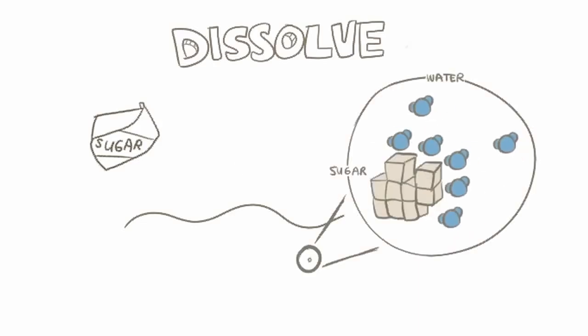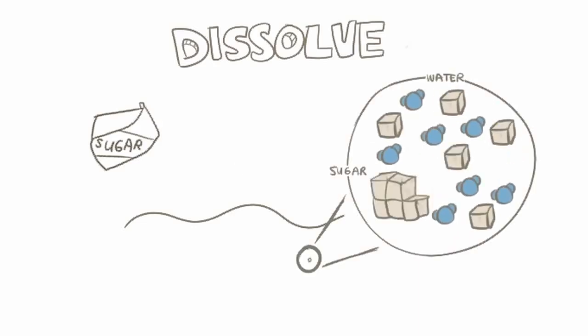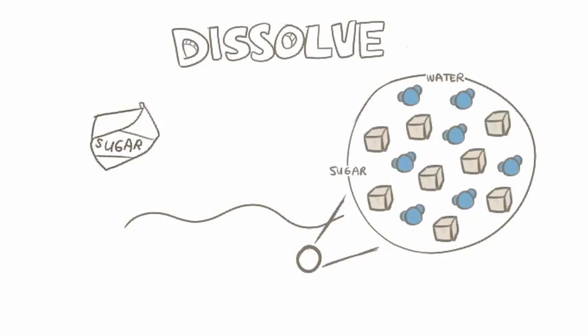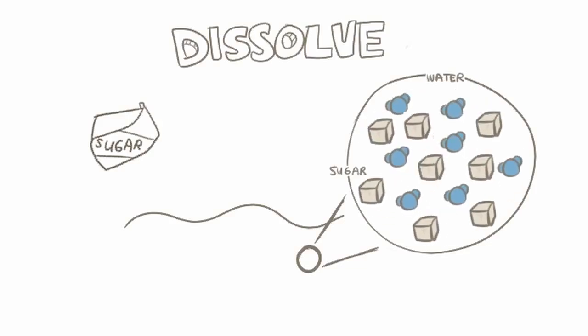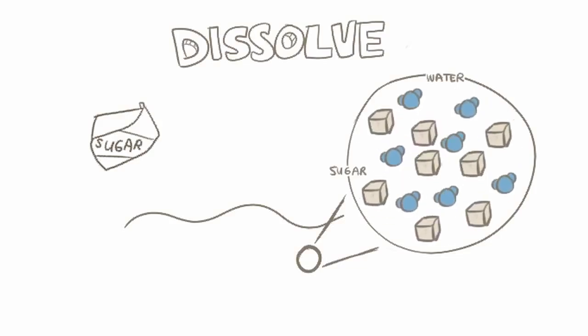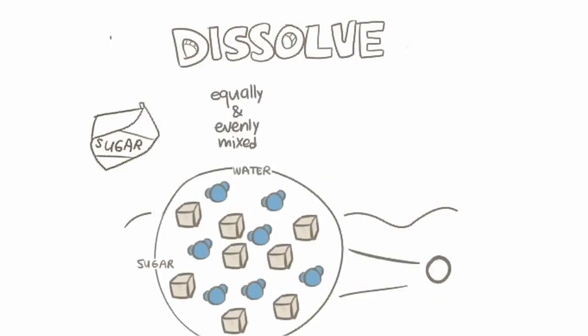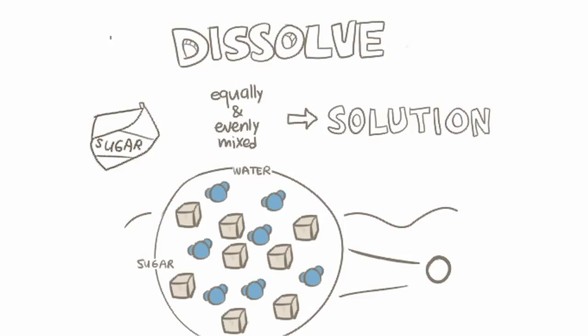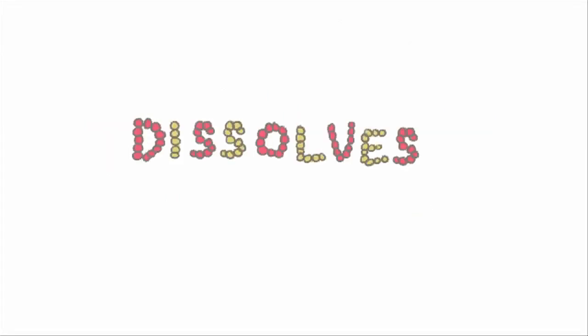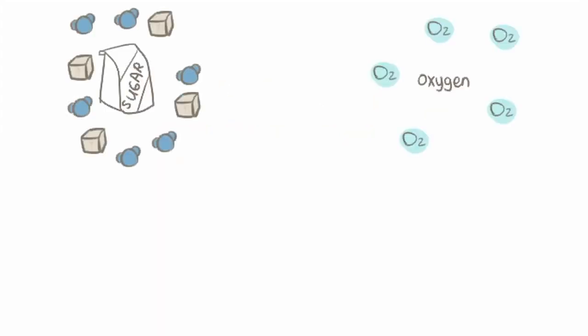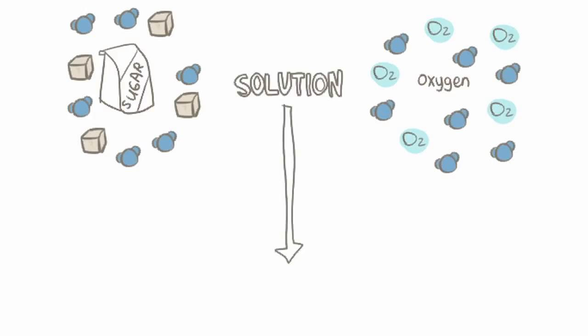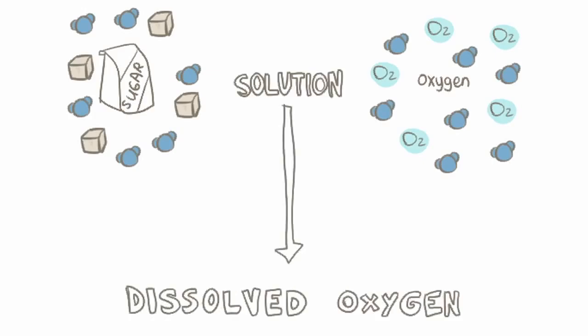But what really happens is that the molecules of water mix with and surround the sugar molecules, breaking up the large sugar granules to make a sugar-water mixture. More specifically, since the parts of the mixture are spread out equally and evenly everywhere, we can call this mixture a solution. So when we say that something dissolves, it just means that it goes into an evenly distributed mixture called a solution. Now, like those sugar molecules, oxygen molecules also mix evenly with water molecules to form a solution. In other words, oxygen dissolves in water.